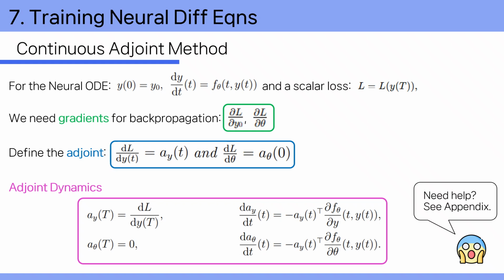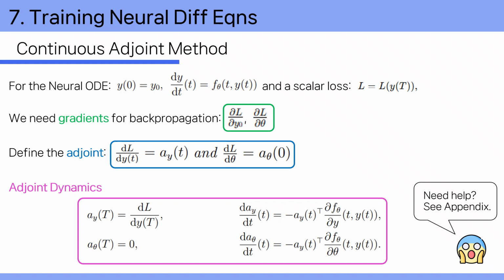Let's take a closer look at what the adjoint method actually does. When we train the neural ODE, we need the gradients of the loss with respect to model parameters. Now, instead of storing every intermediate state during the forward path, the adjoint sensitivity method computes these gradients by solving an augmented ODE backwards in time. Here's the idea. We define an adjoint variable. This measures how the loss changes with respect to the hidden state.